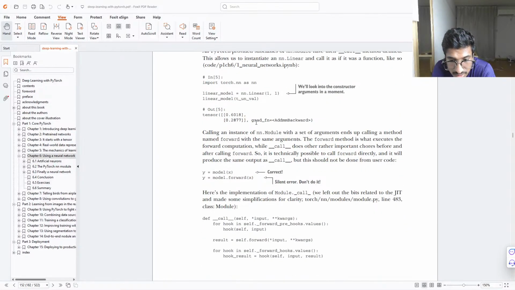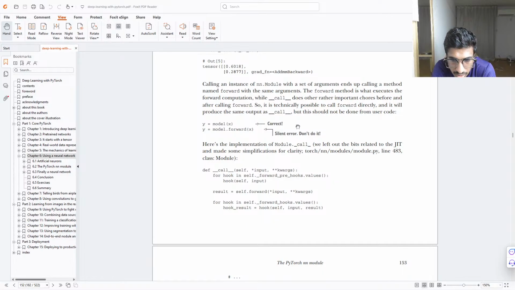Calling an instance of an nn.Module with a set of arguments ends up calling a method named forward with the same arguments. The forward method is what executes the forward computation, while __call__ does other important chores before and after calling forward. So it is technically possible to call forward directly and it will produce the same output as __call__, but this should not be done in user code.